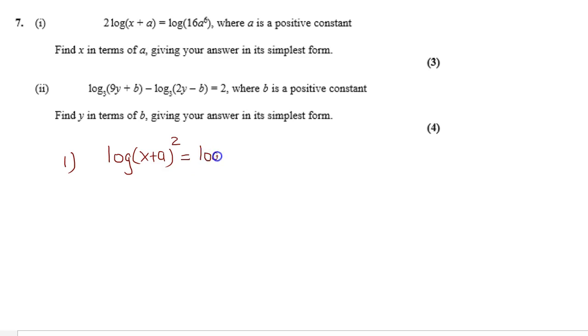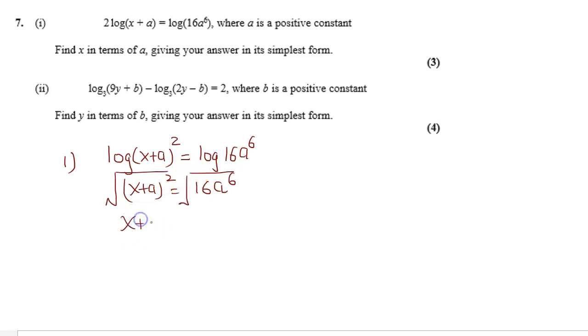equal to log 16a^6. We can take the antilog, that is e to the power, or we can simply write it as (x + a)^2 is equal to 16a^6. Now we take the root of both sides.